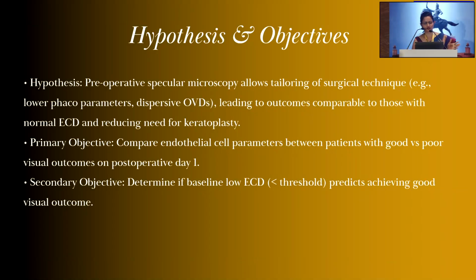Now, our hypothesis was that a preoperative specular microscopy in a high volume center will allow tailoring of the surgical technique, that is lower parameters, use of viscoelastic devices, and lead to outcomes which are comparable to those with a normal endothelial cell density. So our primary objective was to compare endothelial cell parameters between patients with good versus poor visual outcomes on post-op day 1. And the secondary objective was to understand if the baseline low endothelial cell density predicts achieving a good visual outcome or not. So we started off with this, that if the patient has a very good visual outcome after post-op day 1, that is 6/6, then probably his endothelial cell parameters are good.